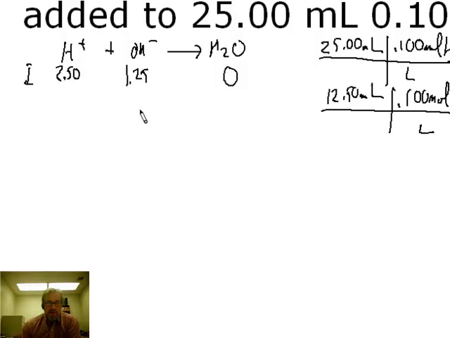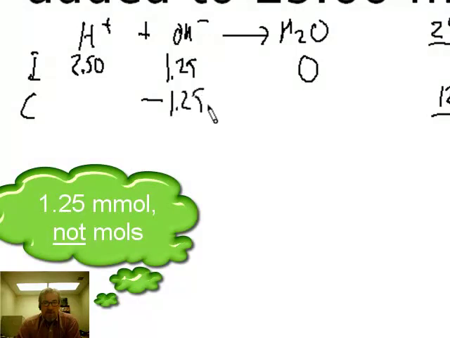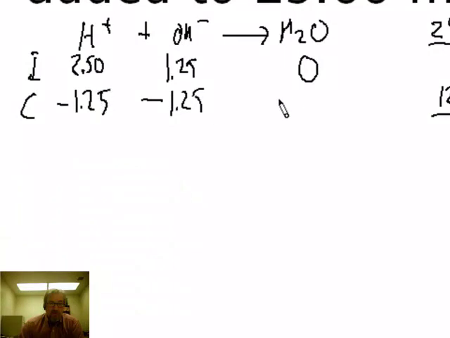So what's our change? Well, in the past we have created these RICE charts using variables like x to represent the stoichiometry, but we actually don't have to use x here because we know what's going to happen. OH- concentration is going to drop to nothing. It's the limiting reactant here. So we're going to lose all 1.25 millimoles of OH-. That means we will lose 1.25 millimoles of H+ because of the one-to-one stoichiometry, and we'll gain 1.25 millimoles of water.